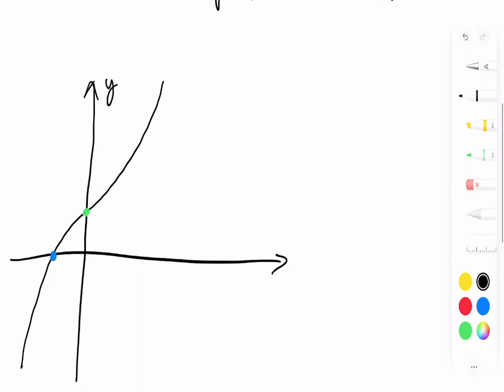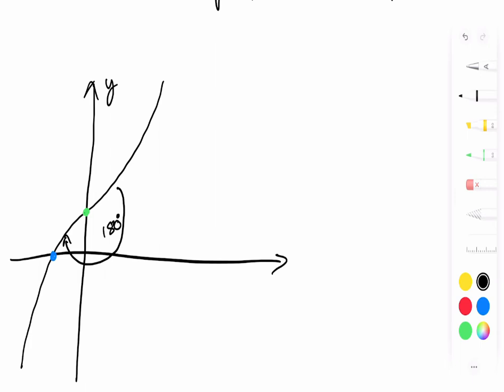Then, looking at this graph, something I should say is that all cubics have a half-turn symmetry about the inflection point. In other words, this means if you were to rotate this graph 180 degrees about the inflection point, it would look the same as if you rotated it 360 degrees or just left it where it was.